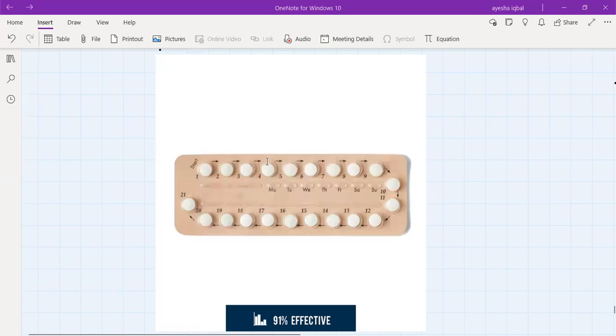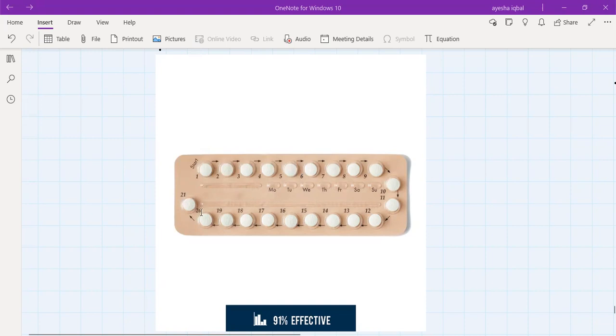This is basically the pack of the oral contraceptive pills. See, there are 21 tablets. So I'll tell her that you need to start taking the first tablet on day 1 of your period, and you need to take the pills every day for the next 3 weeks, okay?